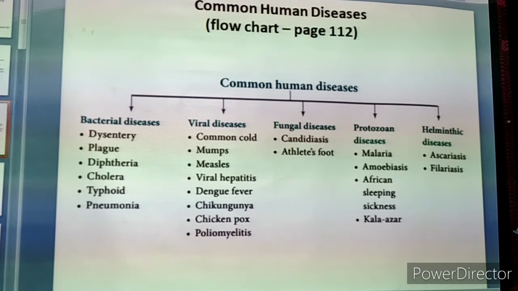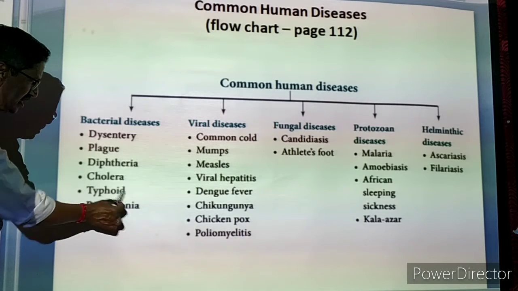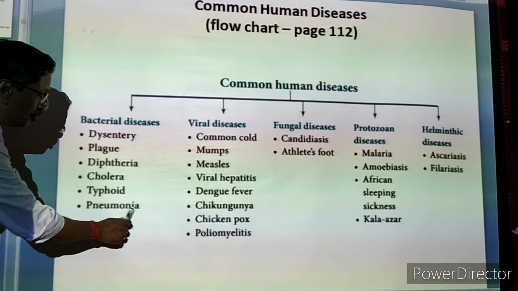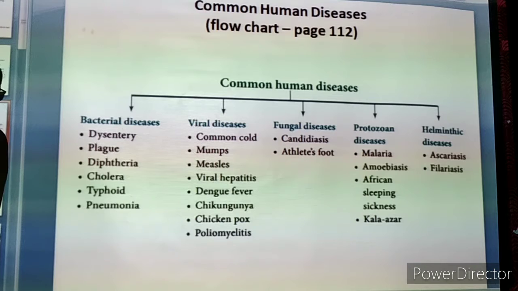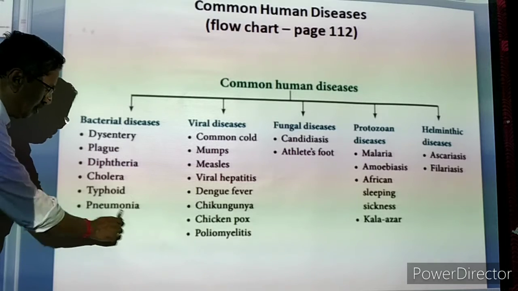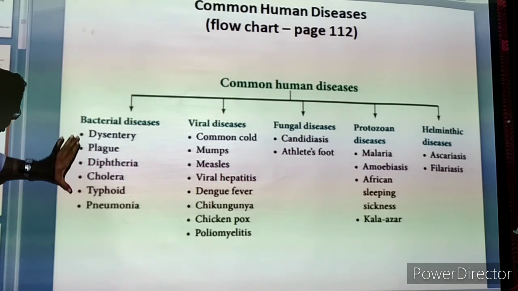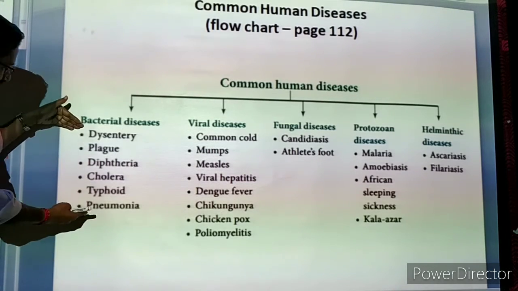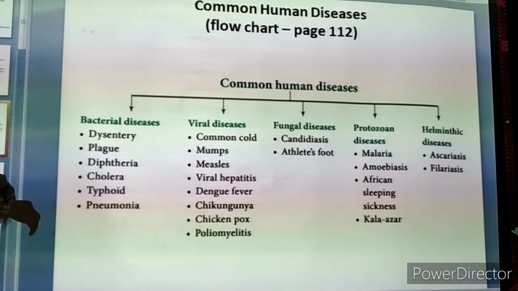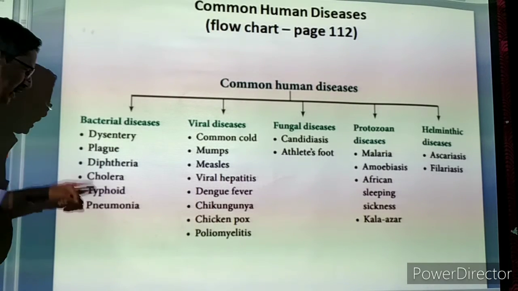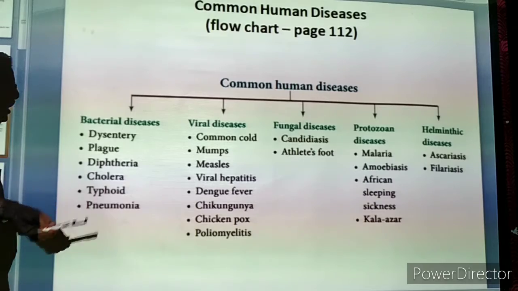Typhoid. It is a type of fever. It is also caused by some type of bacteria. Pneumonia. It is a respiratory problem. Infection in the lungs, infection in the bronchi, trachea, throat, etc. Respiratory problem. That is called pneumonia. These are common, but don't think that only these six diseases are caused by bacteria. There are so many others also present, but we are taking only selected common diseases.